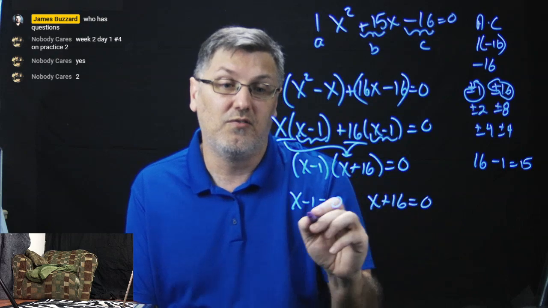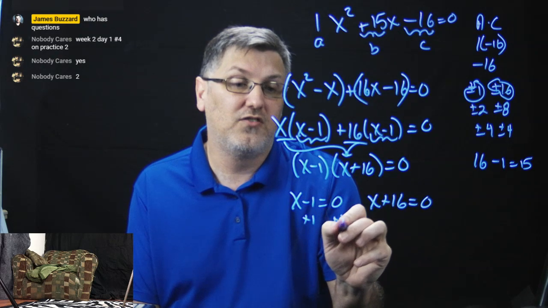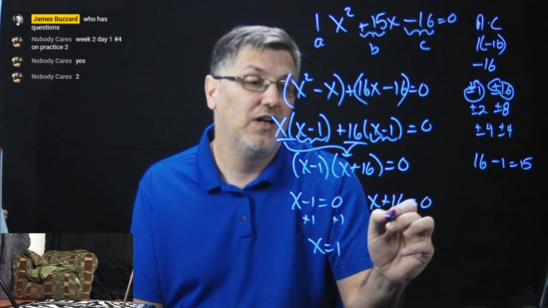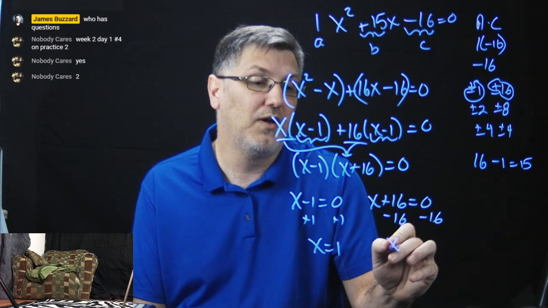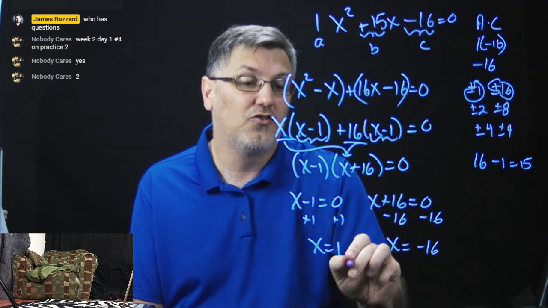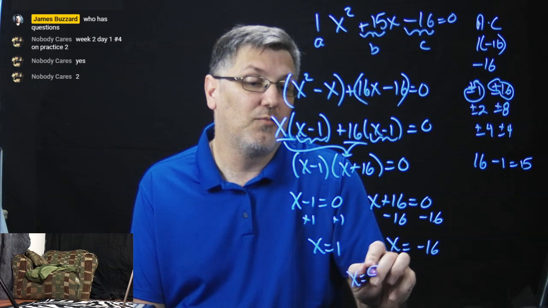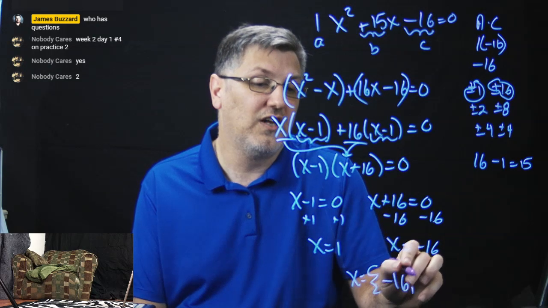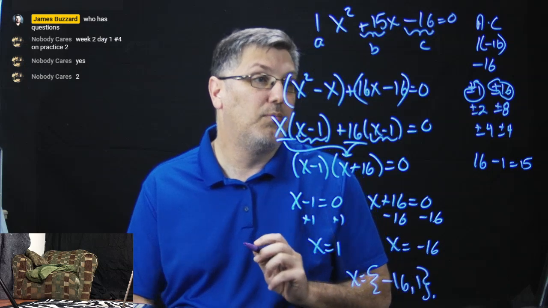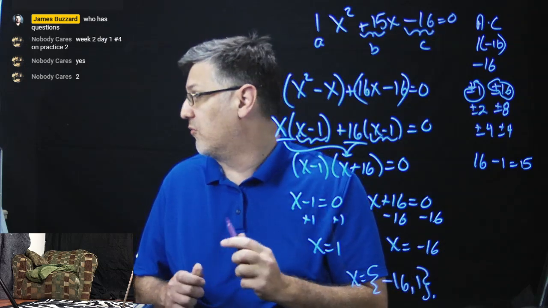From here, we just solve. We're going to add 1 to both sides, and we got x equals 1. And we're going to subtract 16 from both sides, and we have x equals negative 16. So my answer, x is going to be the solution set of negative 16 and 1. Easy peasy lemon squeezy, just a basic factoring question.